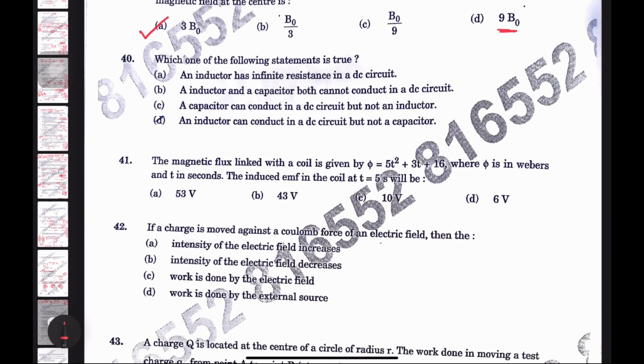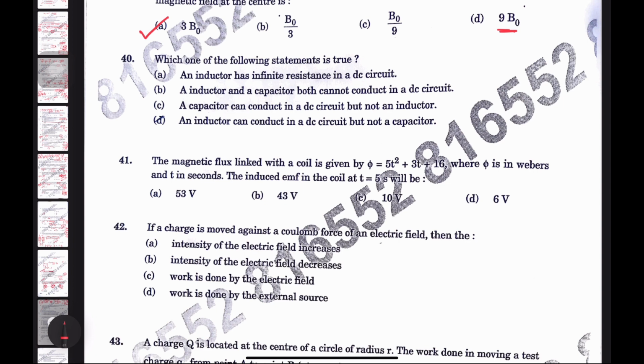Which of the following statements is true? Out of these statements we have to find which is true. An inductor has infinite resistance in a DC circuit. No, it is not possible to have an infinite resistance in a DC circuit. An inductor and a capacitor both cannot conduct in a DC circuit. It is again false. An inductor always conducts in a DC circuit.